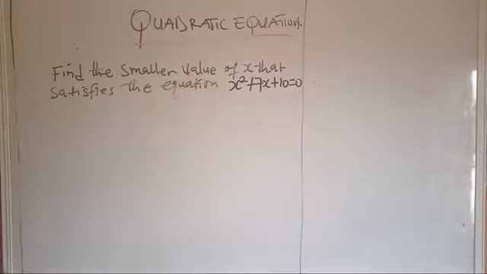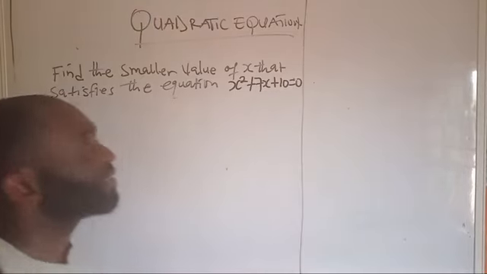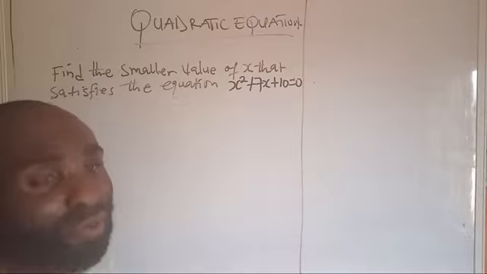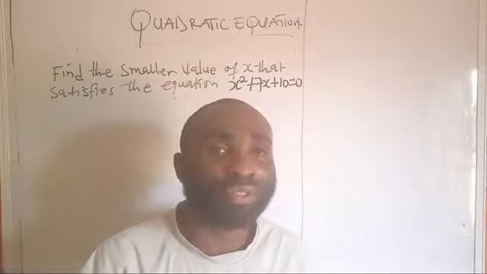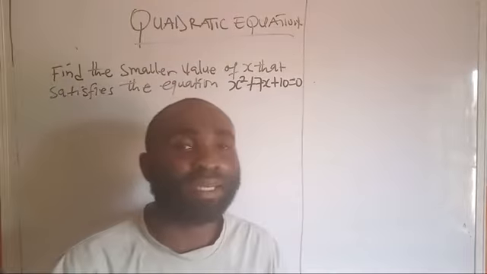Here we have that if you find the smaller value of x that satisfies the equation x squared plus 7x plus 10, that is the minimum value of x that satisfies the equation. So at the end of the day, we are going to know the minimum value that satisfies the equation.